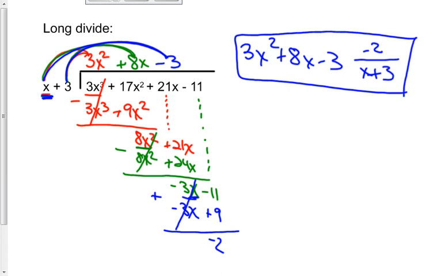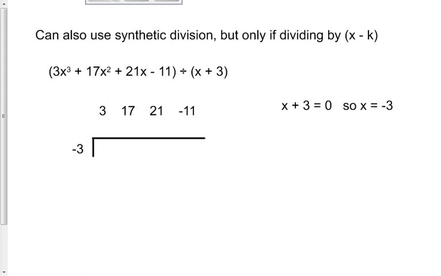There you go, long division. Now, there is an easier way that we can divide, and this is called synthetic division. But the one thing you have to remember is that synthetic division only works if what you're dividing by is 1x minus k, and then k is your constant, could be any number.